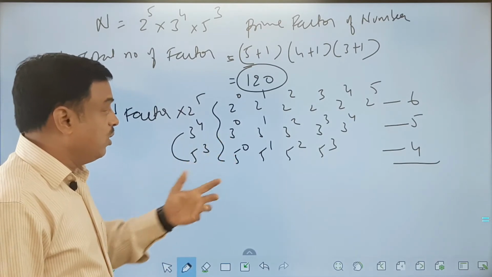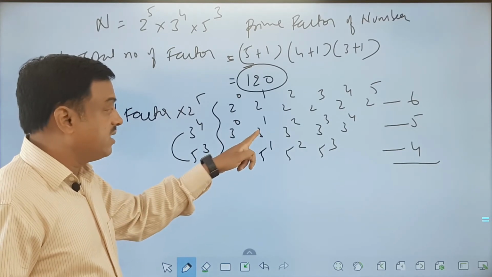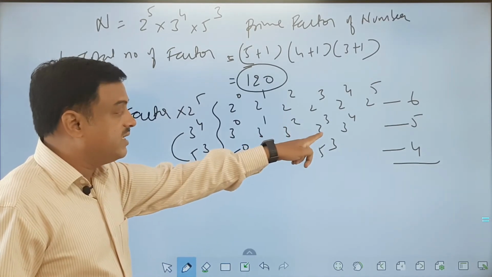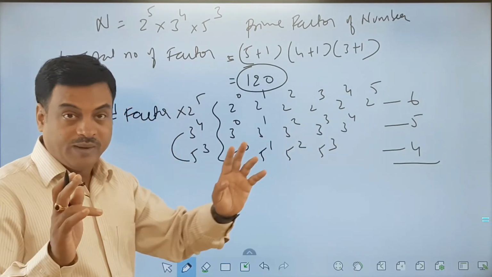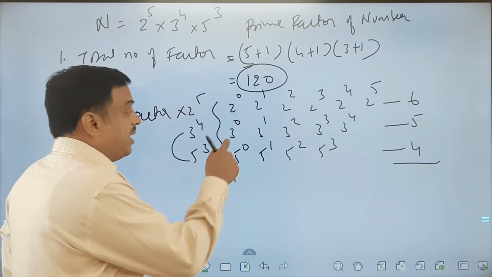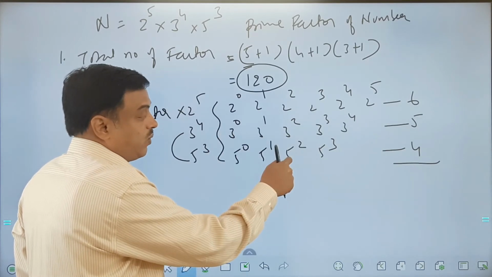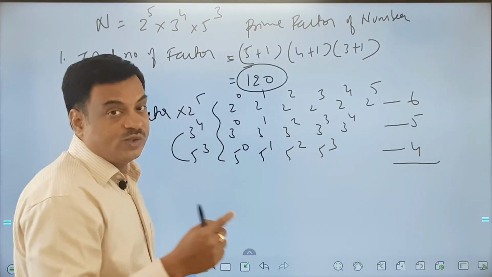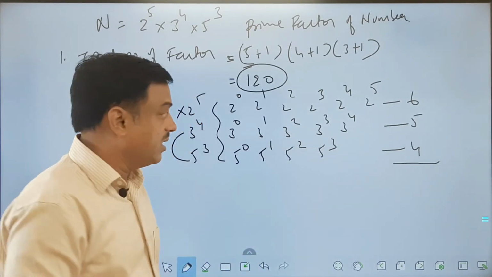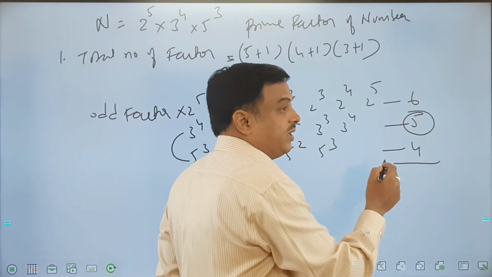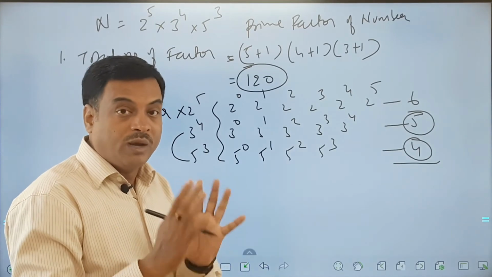So the product of, you know what I am trying to do, 5 power 0 is 1, 1 into 1 is 1, 1 into 3 is 3, 1 into 9 is 9, 1 into 27 is 27, 1 into 81 is also 81. All these are odd numbers. Similarly, 3 power 0 into 5 power 0 is 1, 1 into 5 is 5, 1 into 25 is 25, 1 into 125 is 125, like that. If I multiply an odd number with an odd number, the product is definitely an odd number. So here we have 5 different values and here we have 4 different values. The product of these two will give you the number of odd factors.